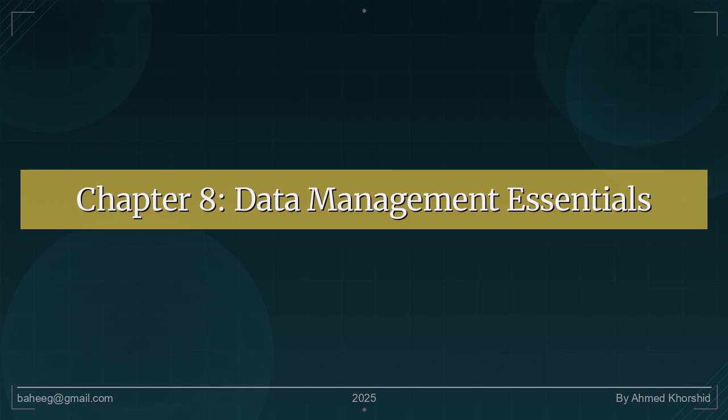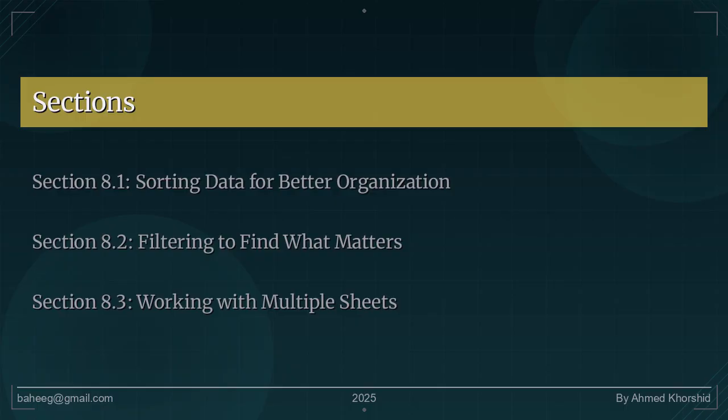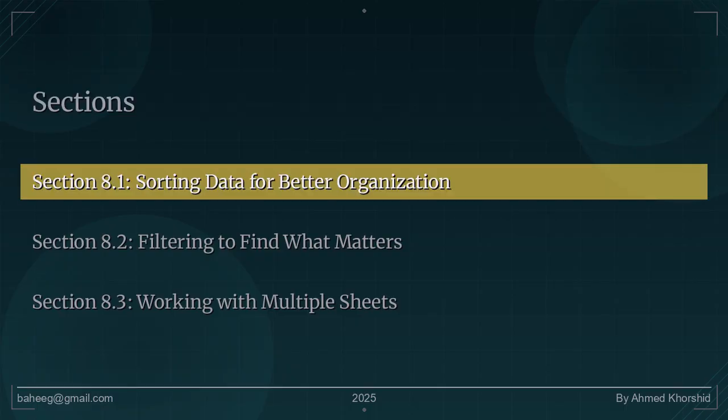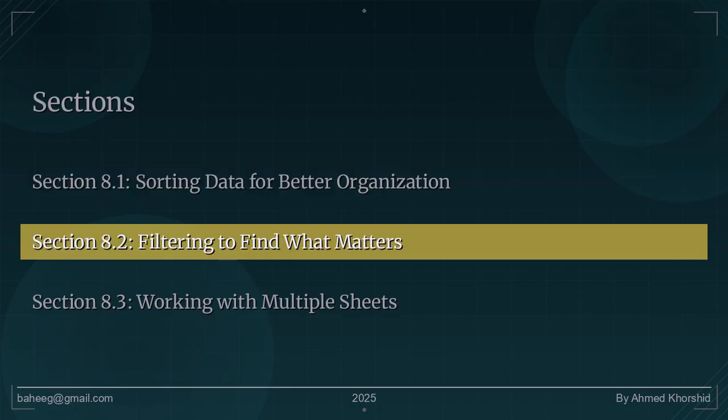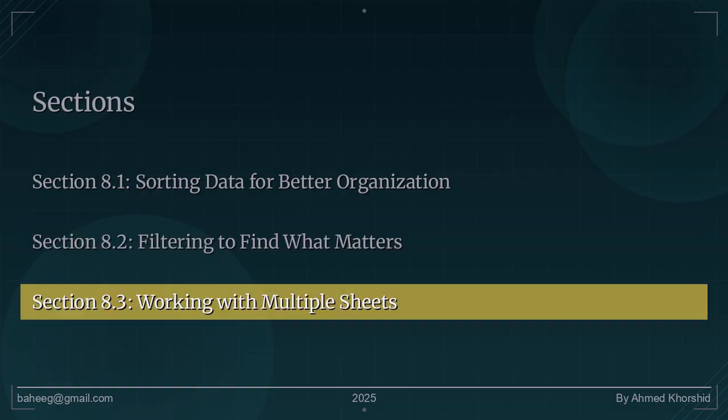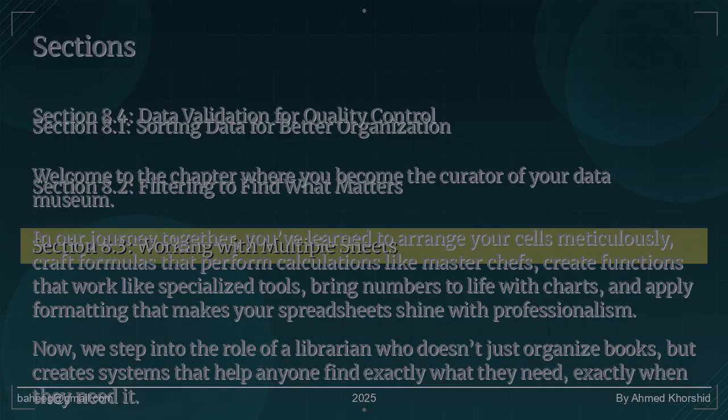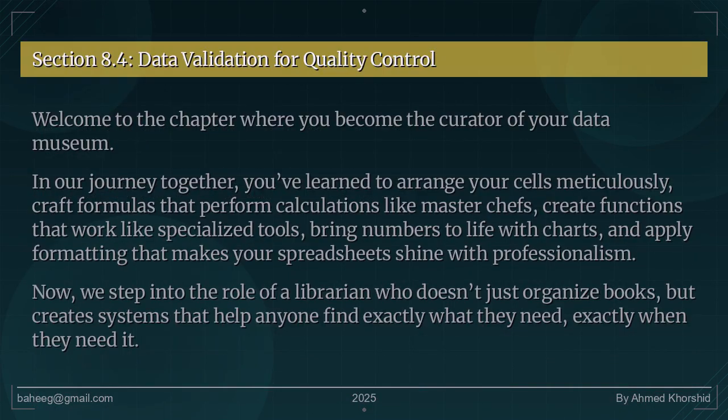Chapter 8: Data Management Essentials. Sections. Section 8.1: Sorting data for better organization. Section 8.2: Filtering to find what matters. Section 8.3: Working with multiple sheets. Section 8.4: Data validation for quality control.